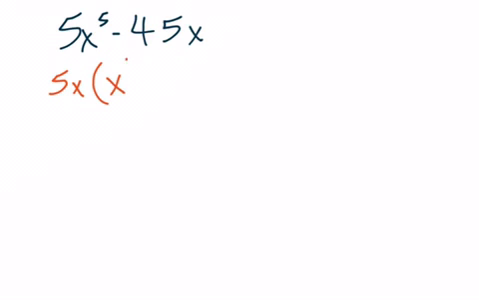We have 5x to the 5th minus 45x. Now, on this one, what would be your first step? Okay, we always want to look and check what? Do we have a GCF? We do have a GCF. Again, that GCF is going to be 5x. So we factor out the 5x, and we're left with x to the 4th minus 9.